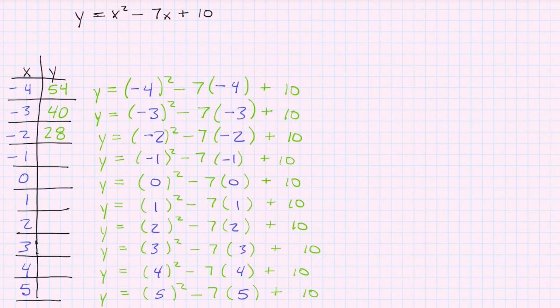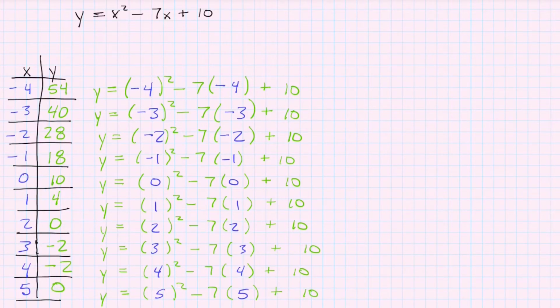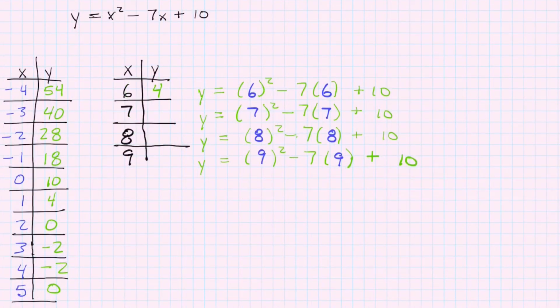Keep on doing this for the whole chart. We'll just go through this really quick. So for -1, I get 18, 0, I get 10, 1, 4, 2, 0, 3, I get -2. When I substitute 4 in, I get -2 again. It's starting to repeat. When I put 5 in, I notice that I get 0. So because I'm seeing this, oh look, these values are starting to repeat, let's take some more values. I'm going to take x values 6, 7, and 8, plug them in, and see if this pattern of repeating keeps going. Okay, so I'm just extending this table of values.